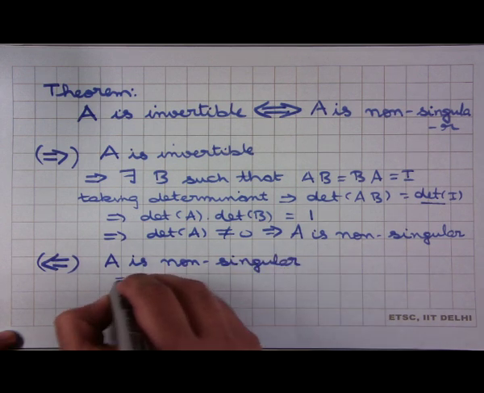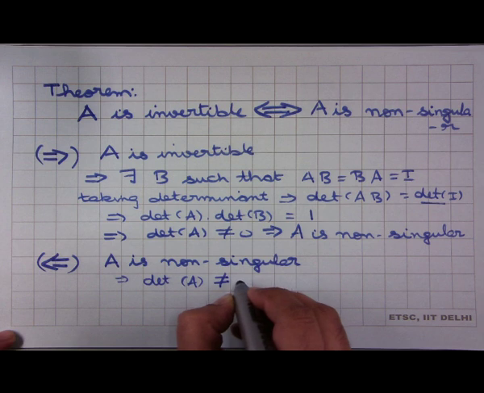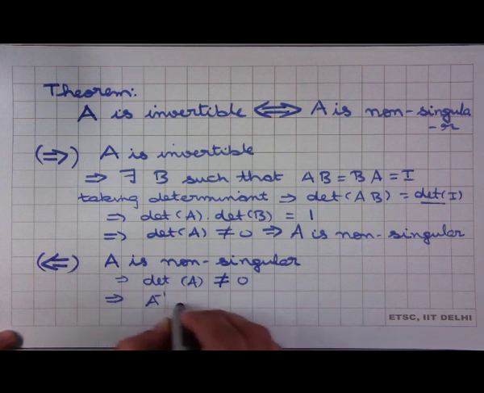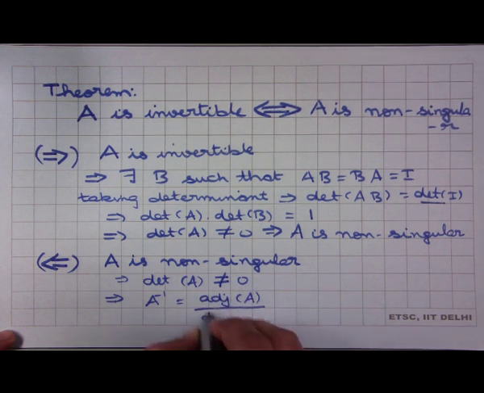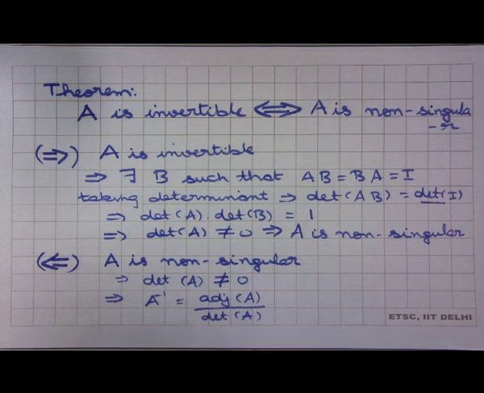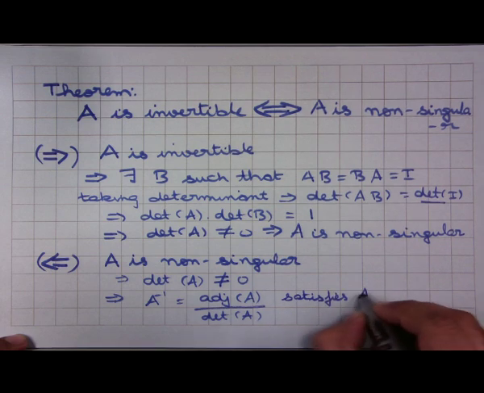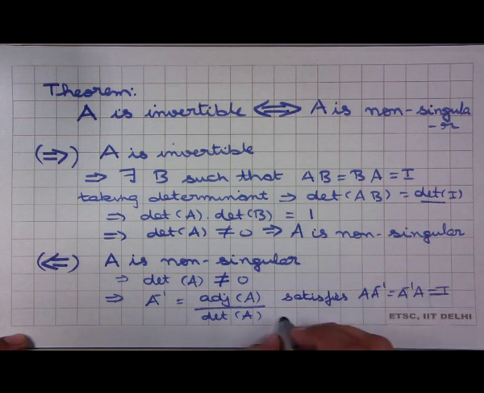This means by definition the determinant of A is not 0, which means we can define A inverse as the adjoint of A divided by the determinant of A, and this, as we have seen, satisfies the properties required of the matrix inverse, and therefore A is invertible. This satisfies A inverse A equal to A A inverse equal to I, therefore A is invertible.